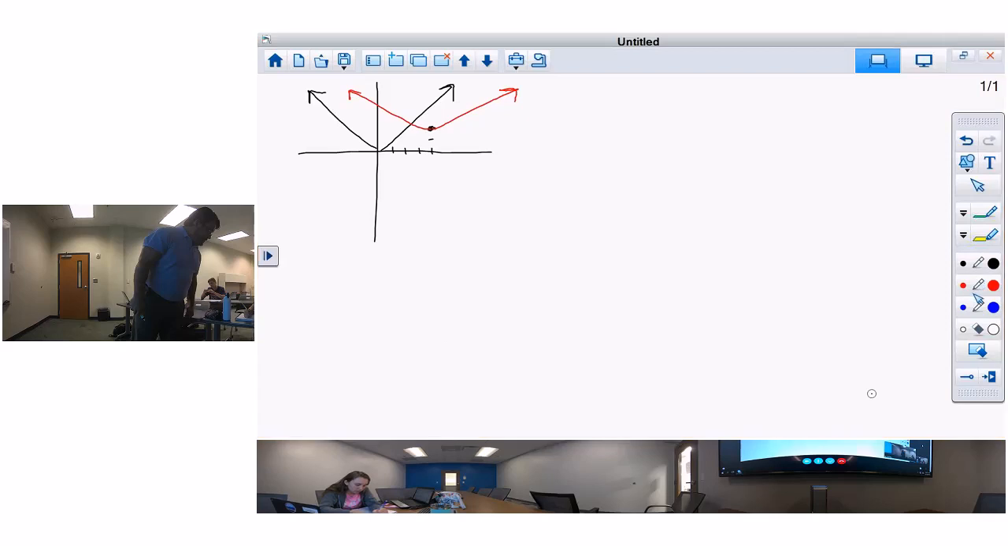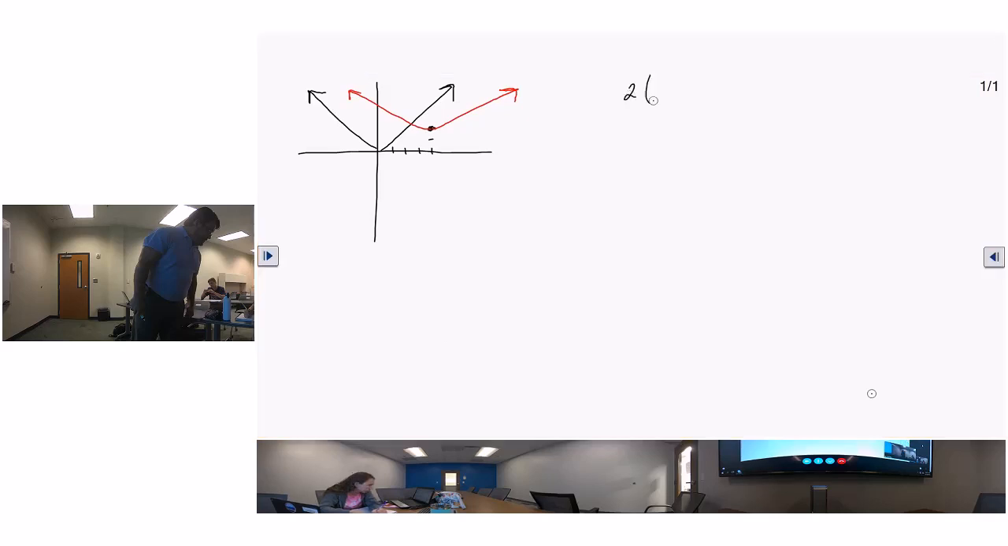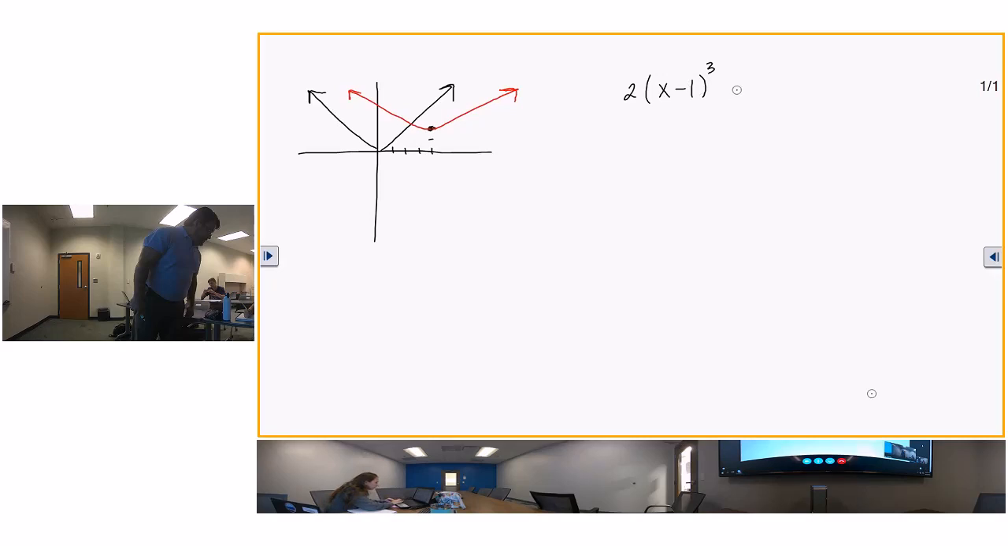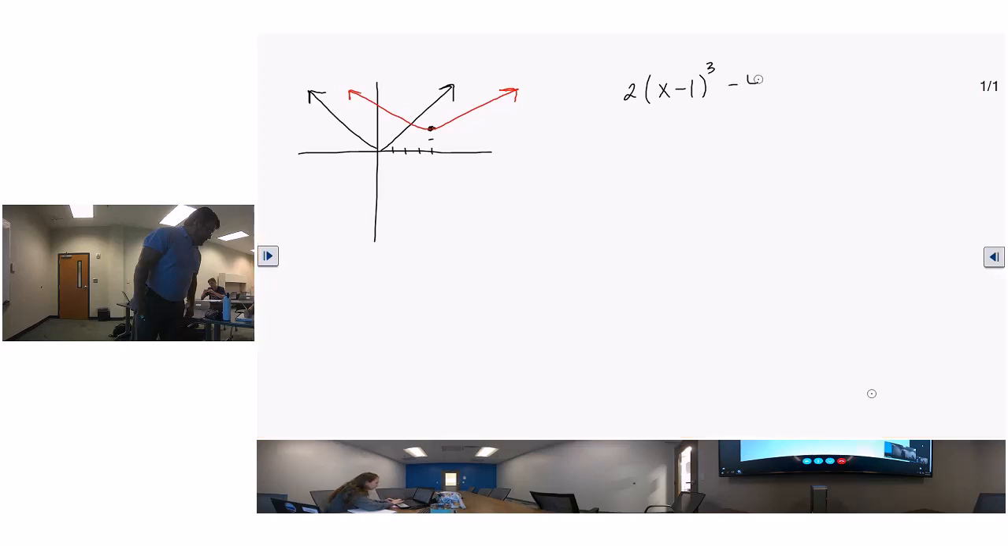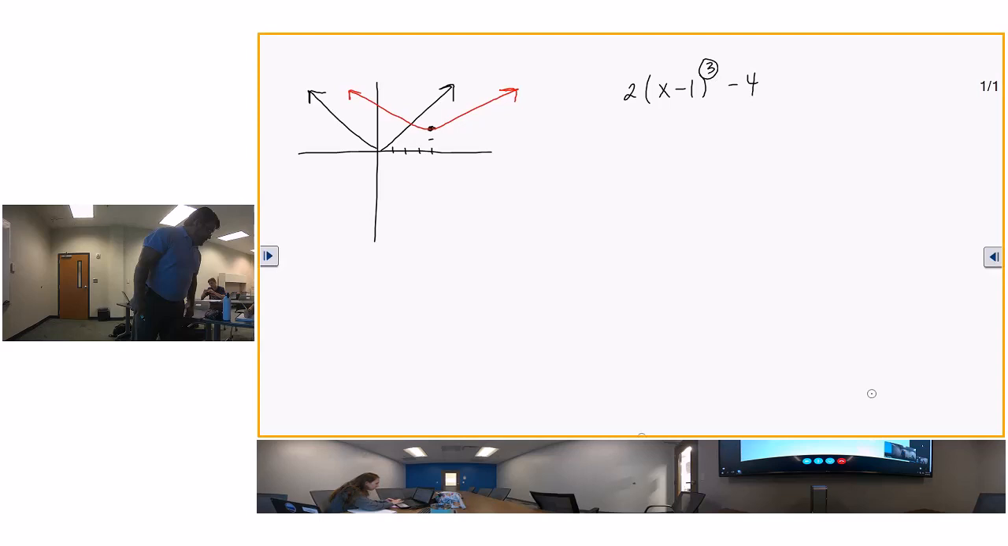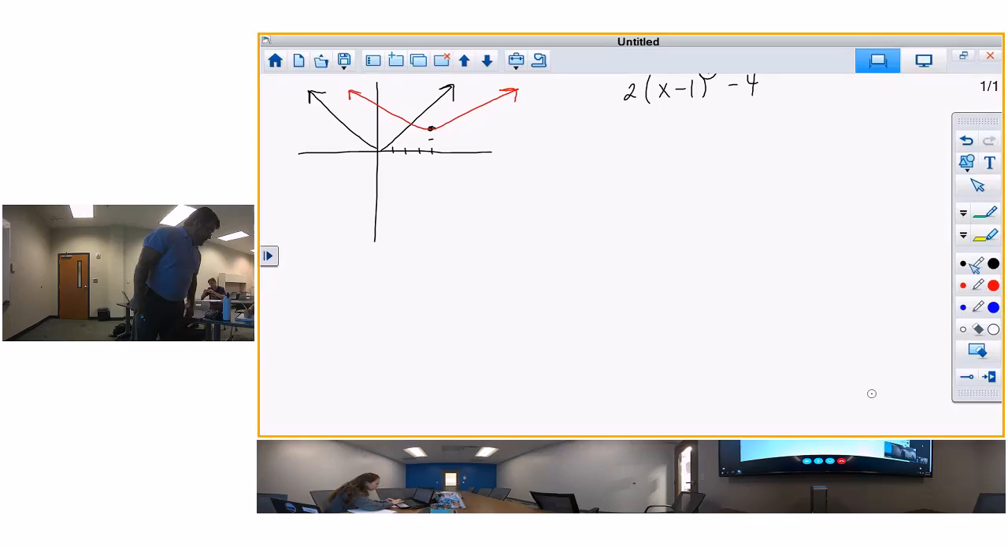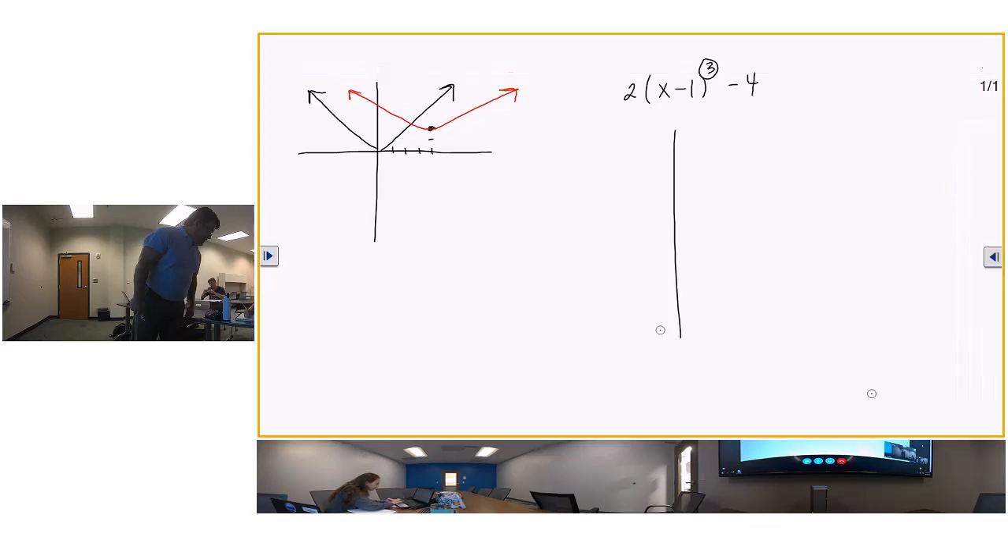2 times (x minus 1) cubed. Is that what you said? No. And then what? Minus 4. So this function looks like the little s. So we've got our parent graph, looks like this.